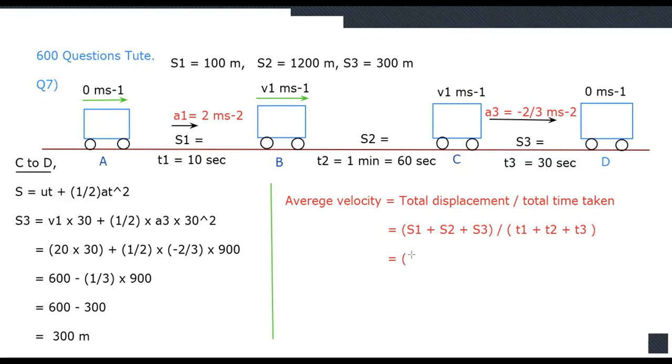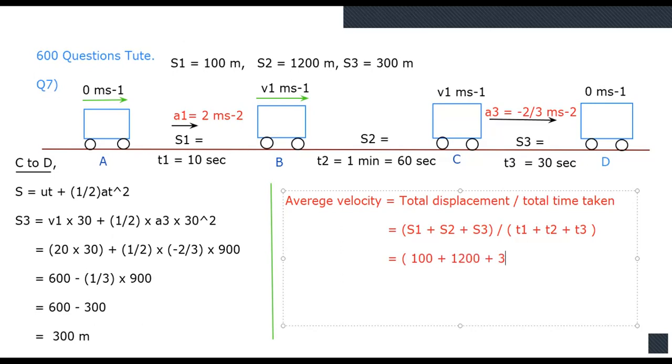So S1, we have found S1 as 100 meter plus S2 as 1200 meter plus S3 as 300 meter, right? Divided by T1, 10 seconds, plus T2, 1 minute, it means 60 seconds, T3, 30 seconds. Then what will happen here?